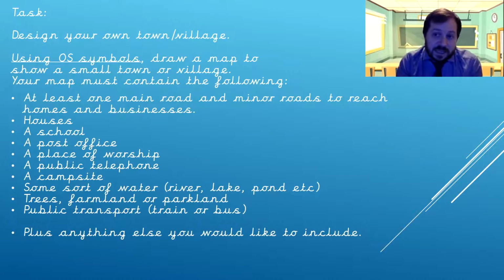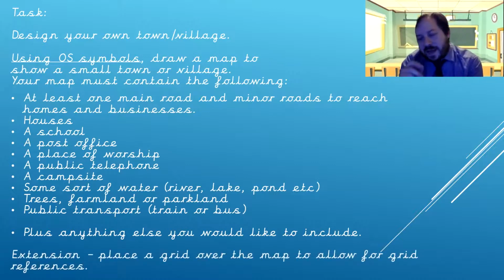Now, this implies that there needs to be colour in your map as well. So try to include that. What I would suggest is you draw your map first. You can then, in the end, put a grid over the top of it in order for it to be able to then be labelled, and you could use your grid references to find certain places.